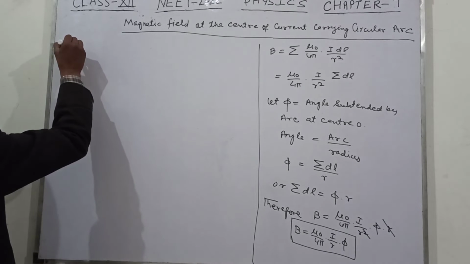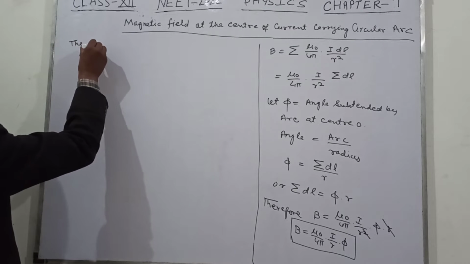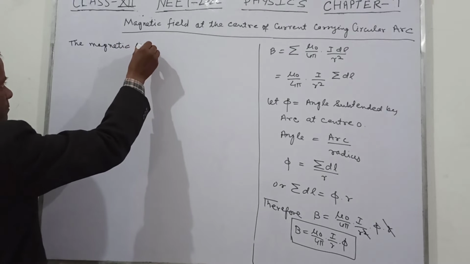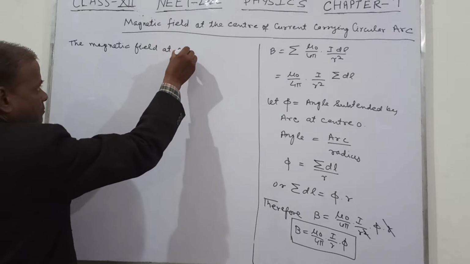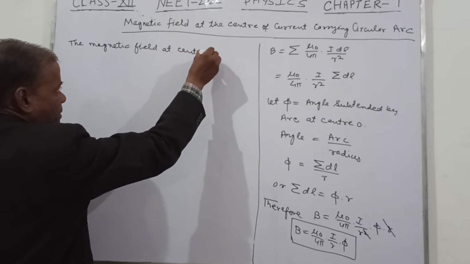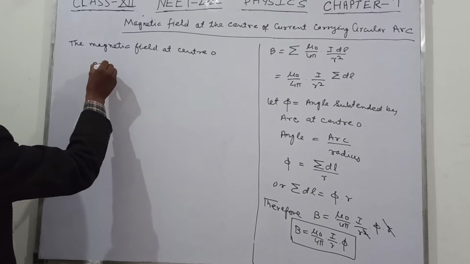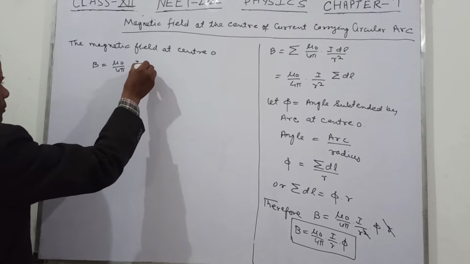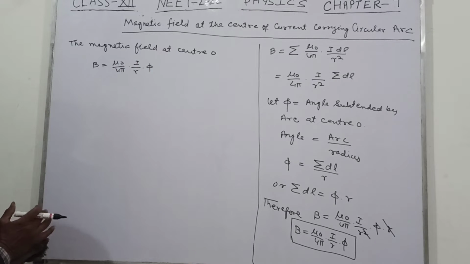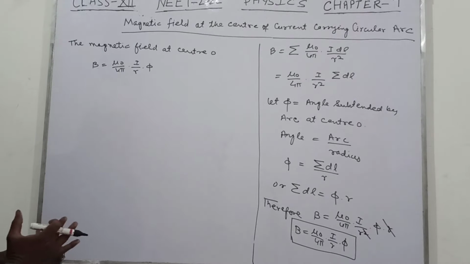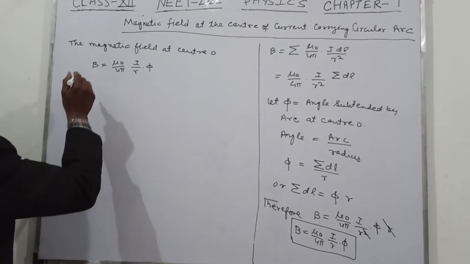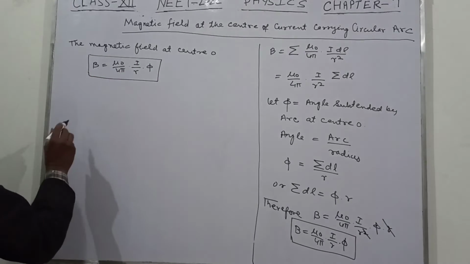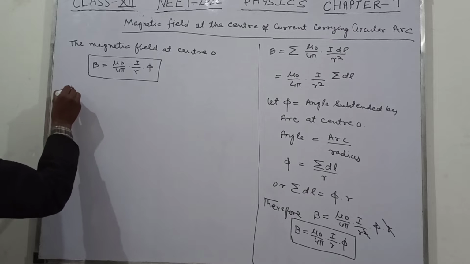The magnetic field at center O, B equal to mu naught upon 4 pi into I upon r into phi. Now I will give you some example, special cases.